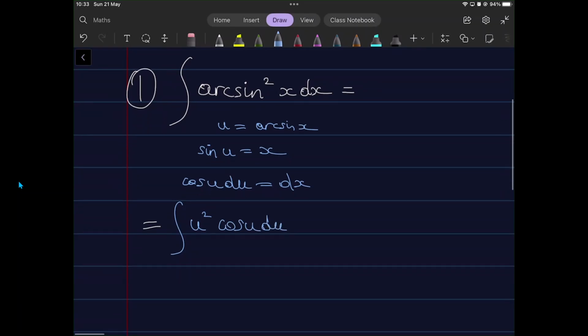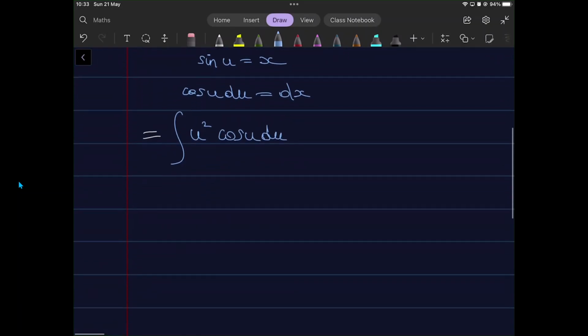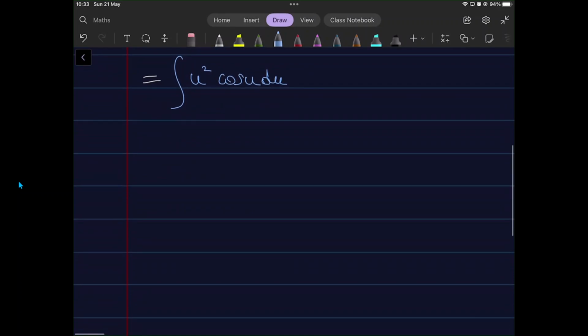And clearly this is just integration by parts. For this I'm going to be using the DI method. So D for differentiation, I for integration. I'll put some pluses and minuses on the side. So the idea is we have two functions here, u squared and cosine of u. Which one do we choose to differentiate and which one do we choose to integrate? Well, ideally we should choose u squared to differentiate, because if you differentiate it, it gets simpler as you go.